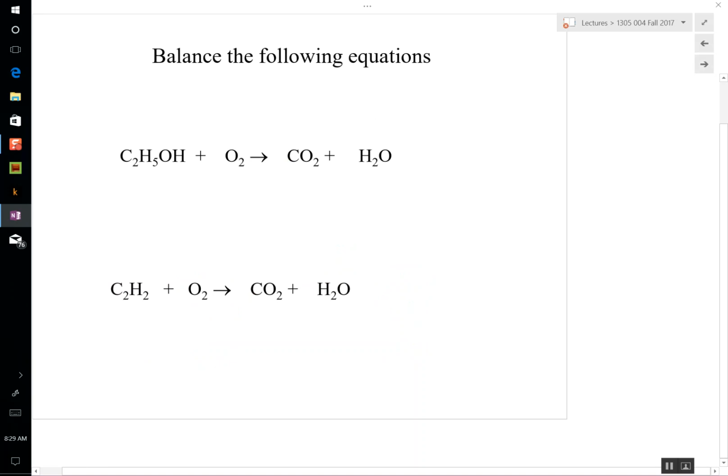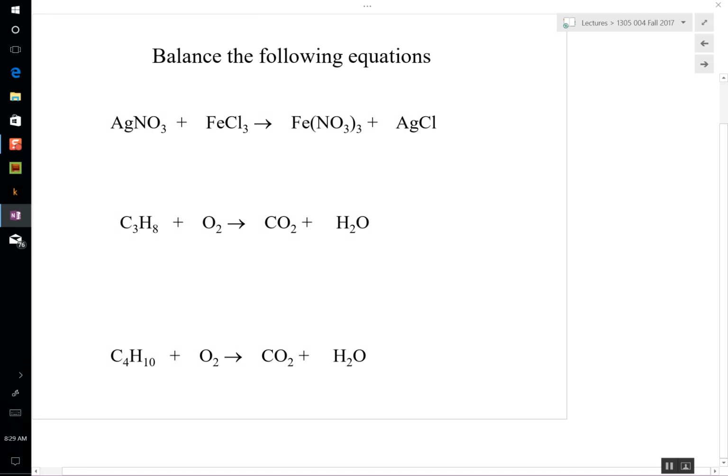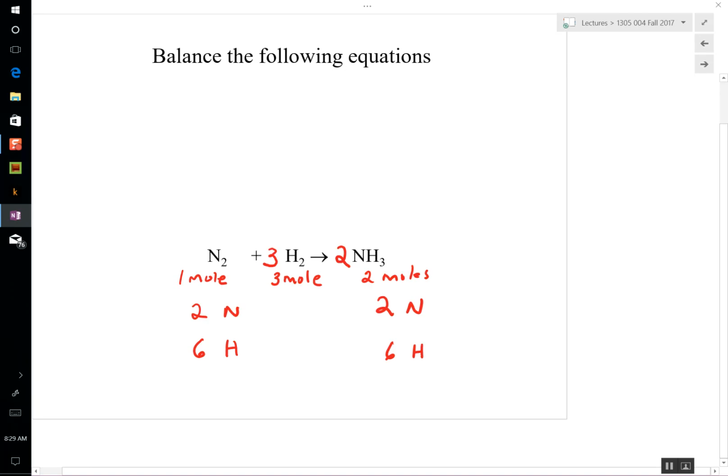Okay, let's look at this sheet. Let me do a couple with you. Let's see. Yeah, I do have a couple. So let's do number 2. I'll just do it down below here. This is going to be number 2.